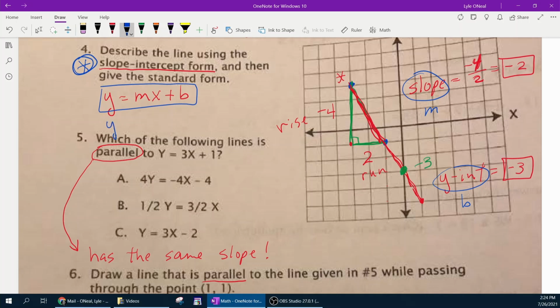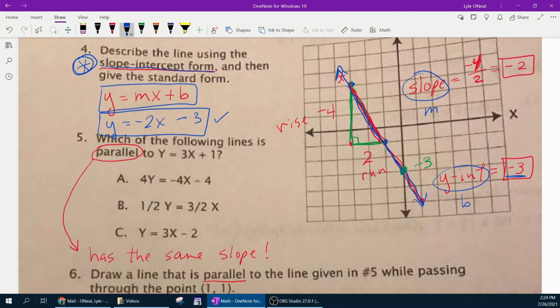And our equation would be y equals mx plus b. Now, you don't really want to leave plus a minus like this. Remember that 3 is -3. So plus a negative makes a minus overall. So the answer would be y equals -2x minus 3. That would be the equation of this line in slope-intercept form. And that does it for question number 4.